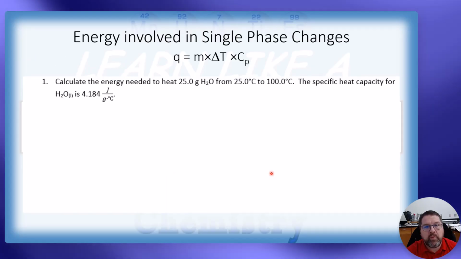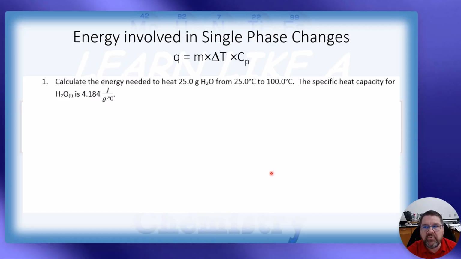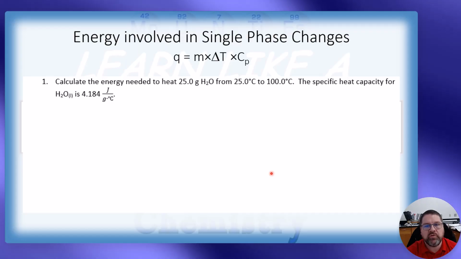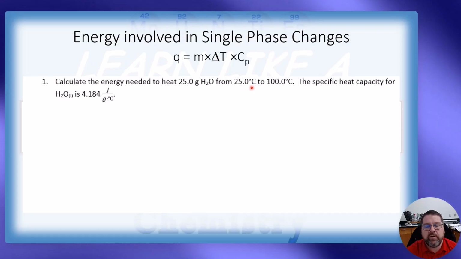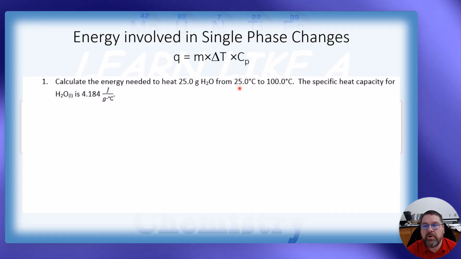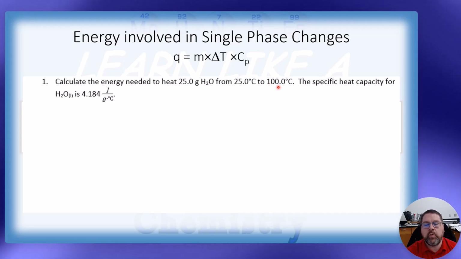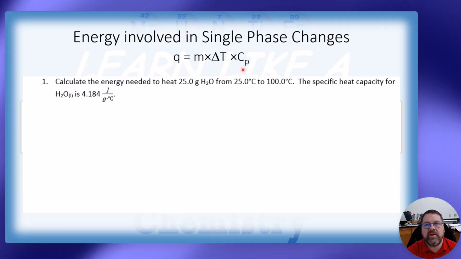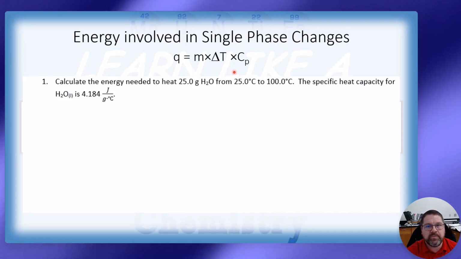So if we look at some examples: calculate the energy needed to heat 25 grams of water from 25 degrees Celsius to 100 degrees Celsius. The specific heat capacity of water, we're reminded, is 4.184 joules per gram Celsius degree. So we know, hopefully, that water is in the liquid state at 25 and even up to 100. That's the typical boiling point, but it would still be a liquid at that temperature. So we are in one single phase, so we're going to use Q equals M times delta T times C sub P. Sometimes you might hear me just refer to it as the MTC equation.